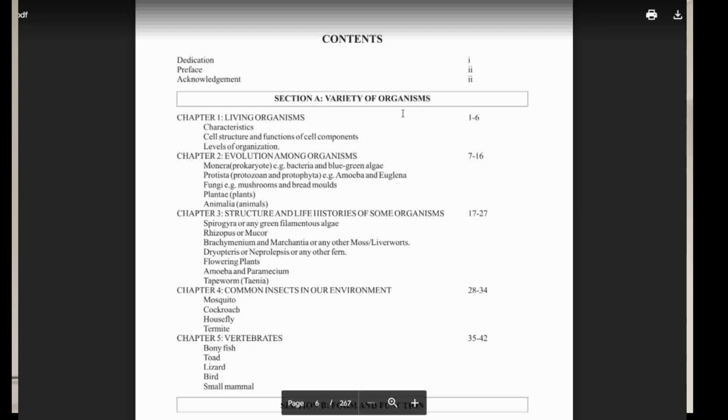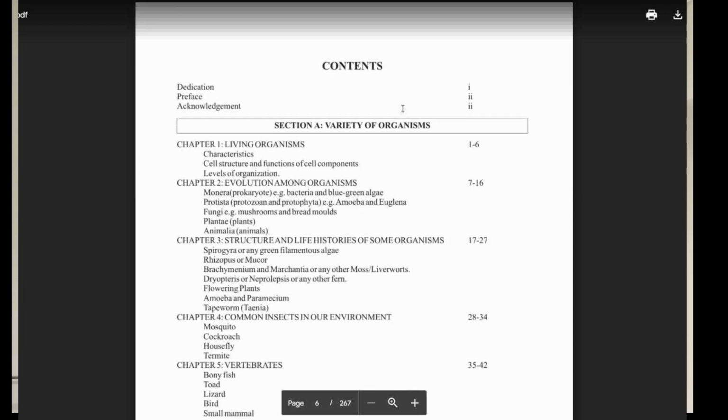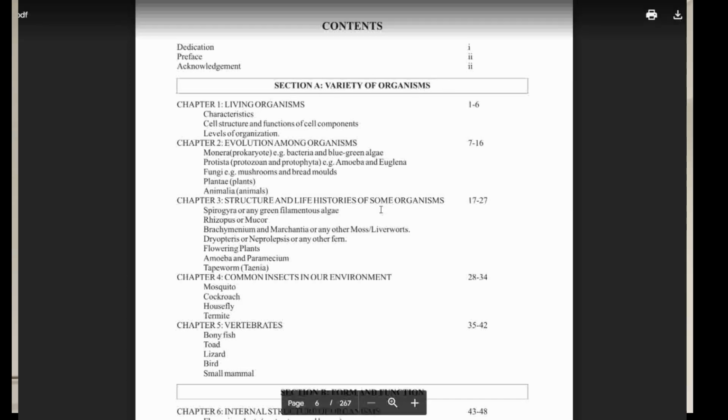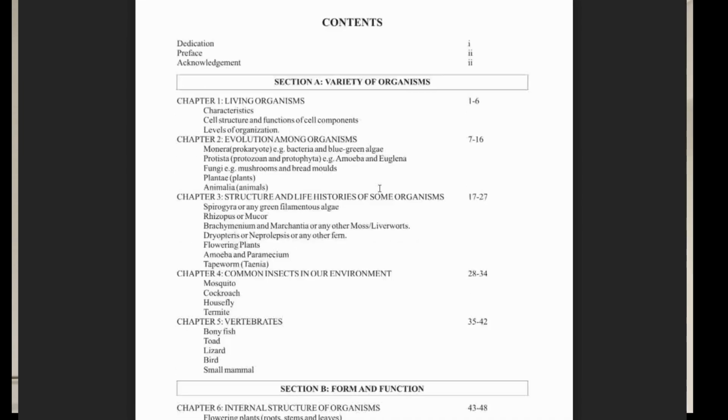Now, let me show you a table of content of Explicit Biology, which is what you have here. You would see that this book also mimics the JAMB syllabus very closely, in the sense that all the chapters here represent each of the topics in the JAMB syllabus. So what you have here is also section A, variety of organisms, and these are all the chapters or the topics under variety of organisms.